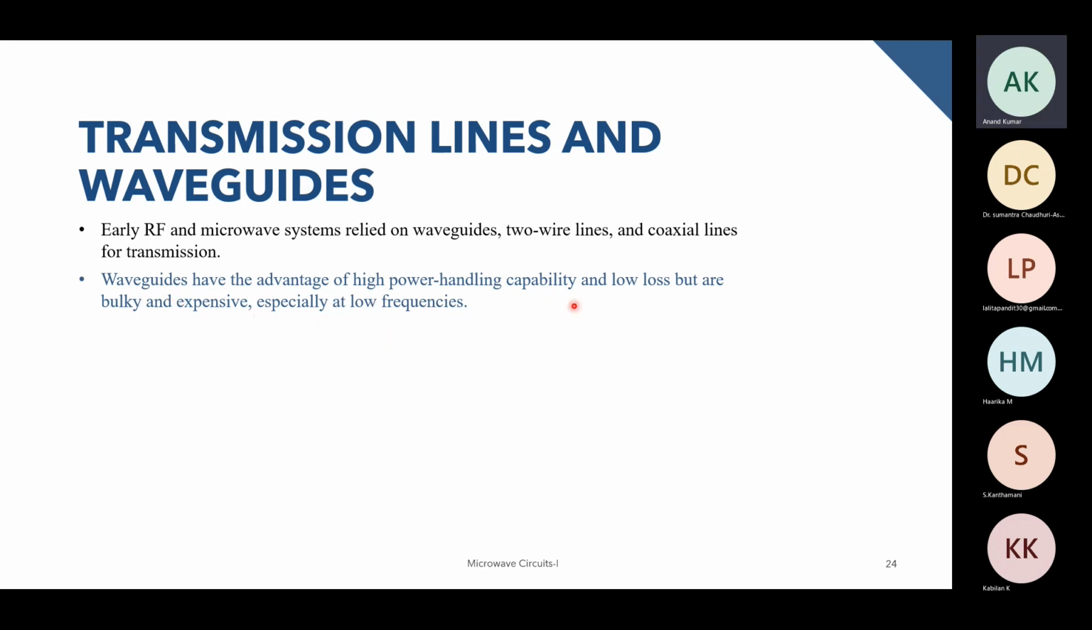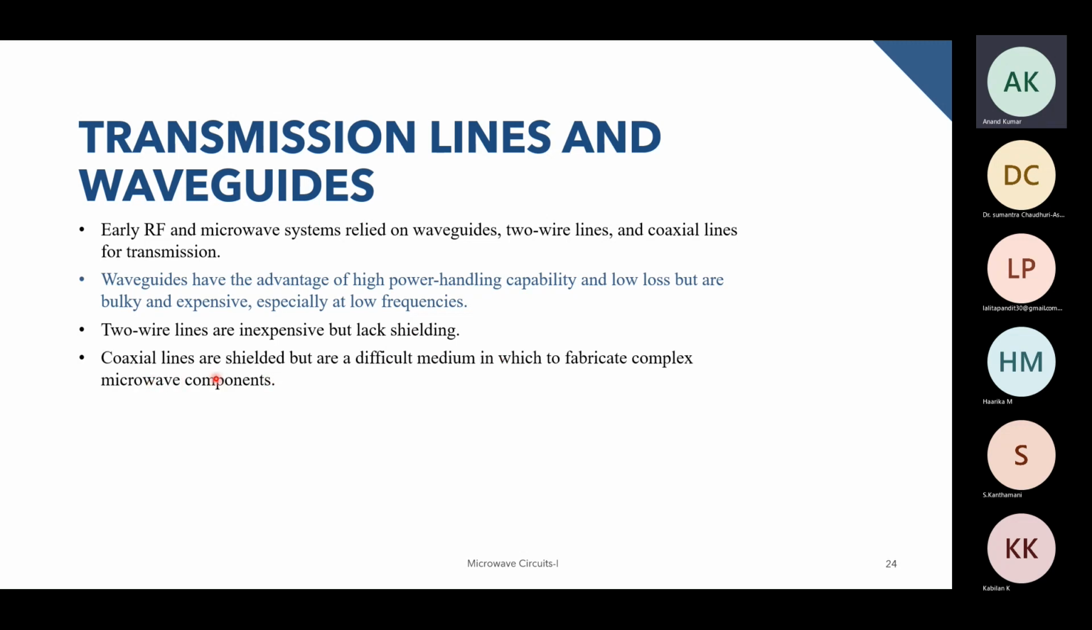Although waveguides have some advantages, they also have some disadvantages. But especially for military purposes, we still use waveguides. Now, the cheapest option for transmission of an EM wave is a two wire line. But it lacks shielding, and coaxial lines are shielded but difficult to fabricate. And you cannot use them to have microwave components on them. So although these are cheaper, they have their own troubles.